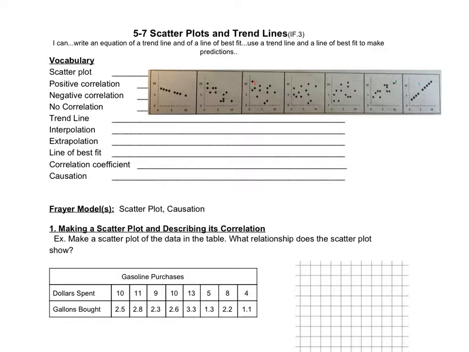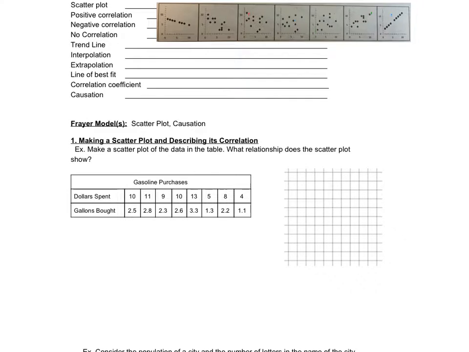So let's see here. Moving forward, it says to make a scatter plot and describe its correlation. Make a scatter plot of the data in the table and say what relationship goes with the scatter plot shown. If we do that, we know we're going to need to create a graph. It looks like my X data would be dollars spent, my Y would be the gallons bought. So here's my dollars, here's my gallons.